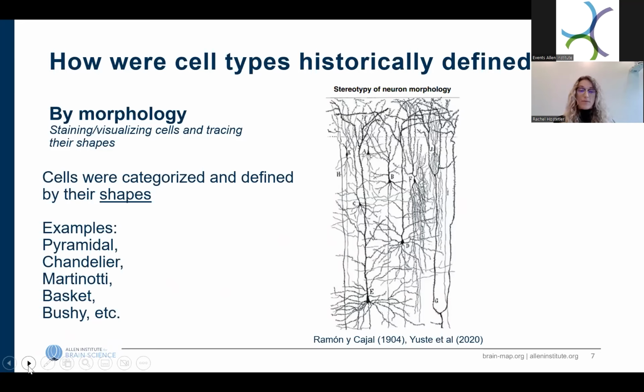So for example, pyramidal cells have a pyramid soma. Chandelier cells somewhat look like a chandelier. Martinotti cells are named because they have axons in layer 1. Basket cells are named for their shape, and bushy cells are named for their morphological shapes as well.